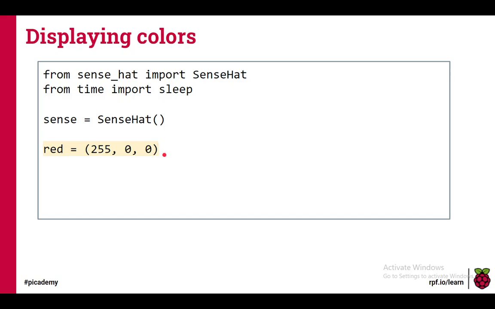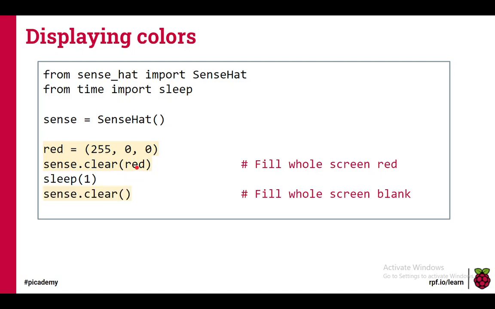Remember RGB. And this is how it works: sense.clear clears the screen to whatever color you send it. So basically this will make a big red screen. If you don't actually put anything in the clear, then it will blank it out. So sense.clear with a color will fill it with whatever color you have. And again, you could have turquoise, whatever you want. You just have to find the RGB code for that.